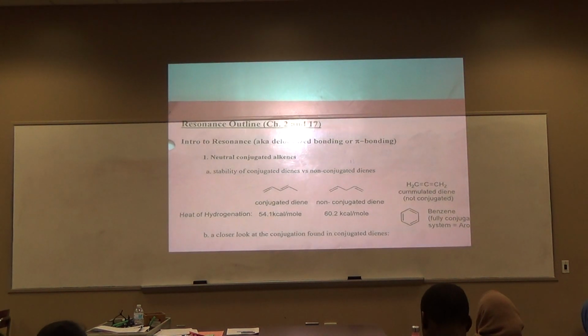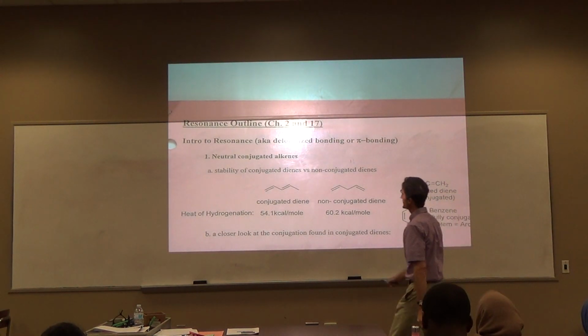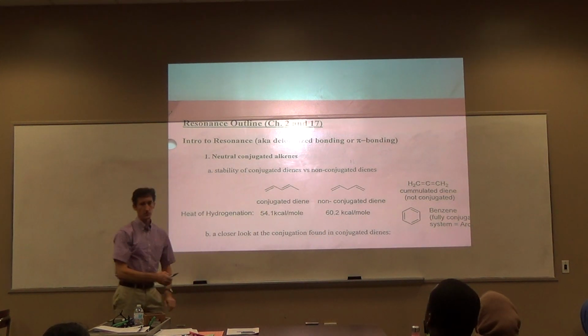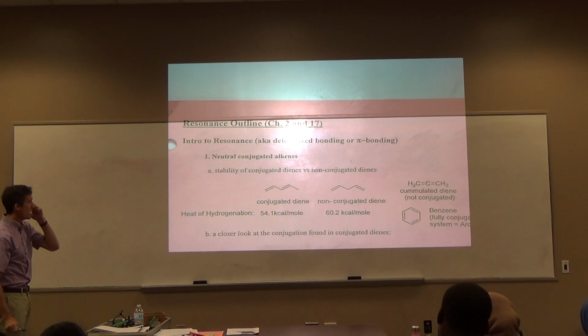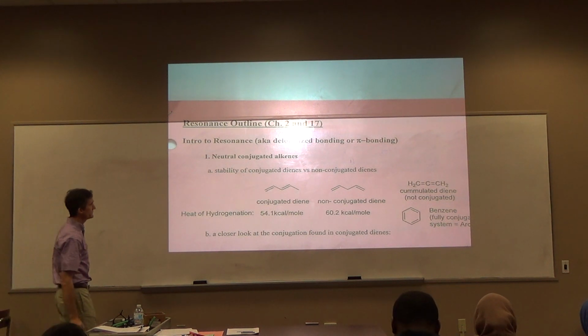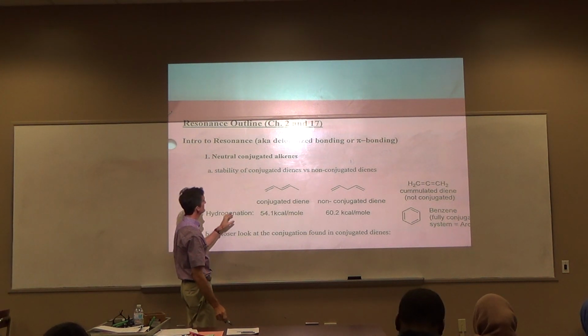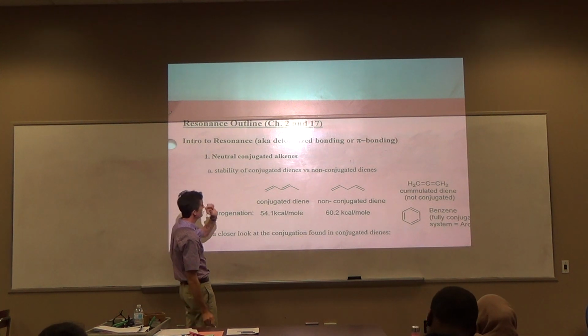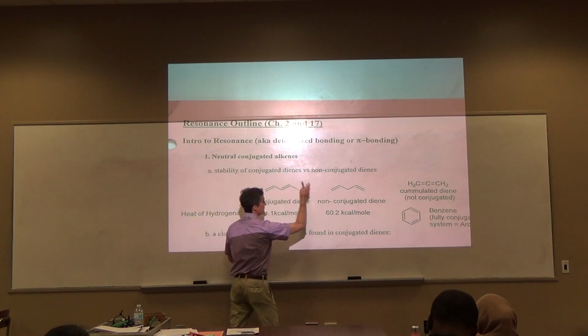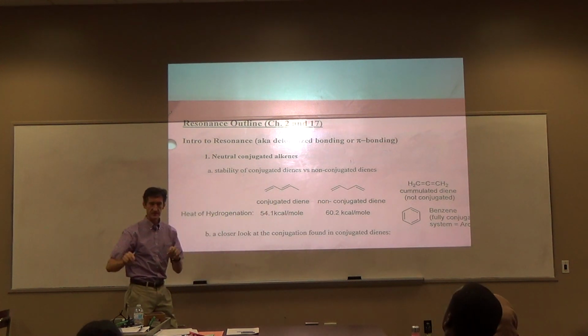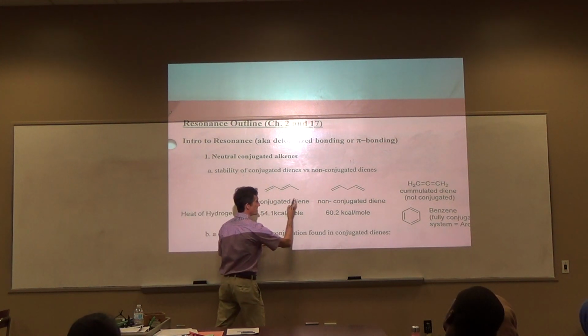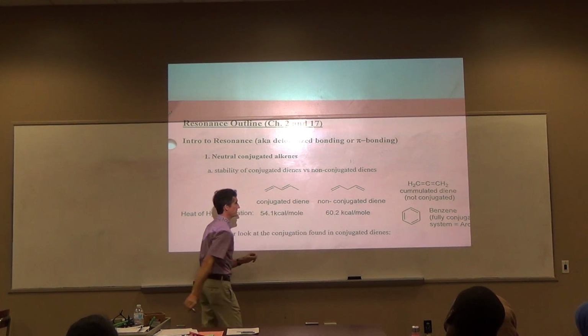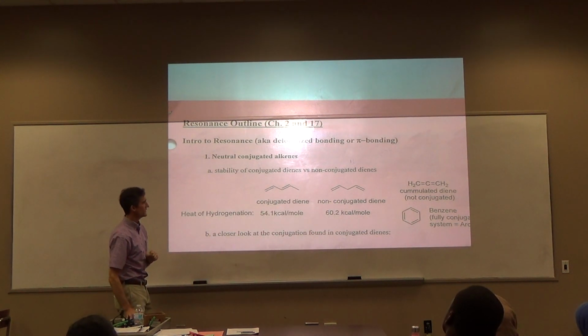Okay, let's get going here. Also called what? Delocalized bonding or pi bonding. Start with neutral alkenes, conjugated alkenes. Stability of conjugated dienes. Conjugated, okay. Both of these are dienes because they each have 2 alkenes. One of them, though, is conjugated, one of them is not. They're non-conjugated. What is conjugated?